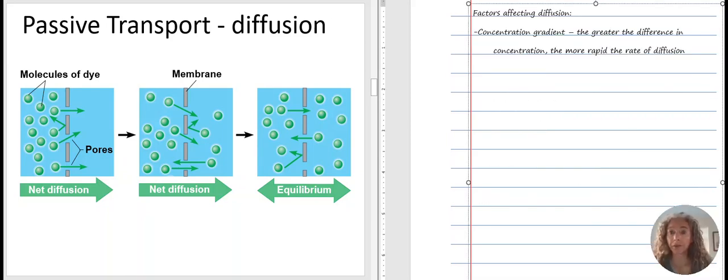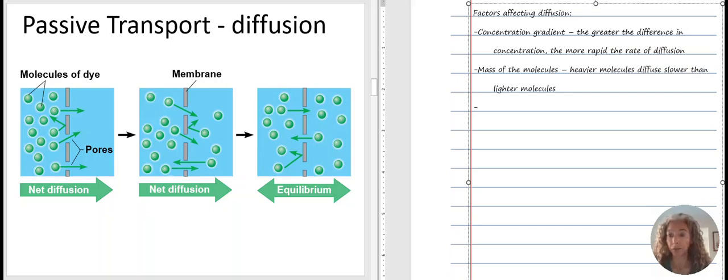There are three main factors that will affect diffusion, or the rate of diffusion. How strong the concentration gradient is will affect the rate of diffusion. So if you have a very high or very strong concentration gradient, where you have a greater difference in concentration, so you have a lot more molecules on one side of this membrane than the other, then you will have a more rapid rate of diffusion. So the higher the concentration gradient, the more rapid the rate of diffusion.